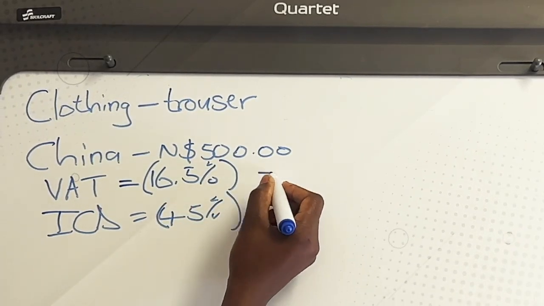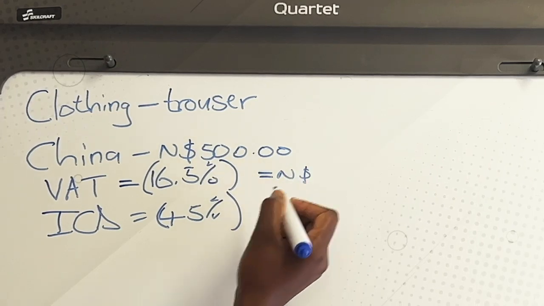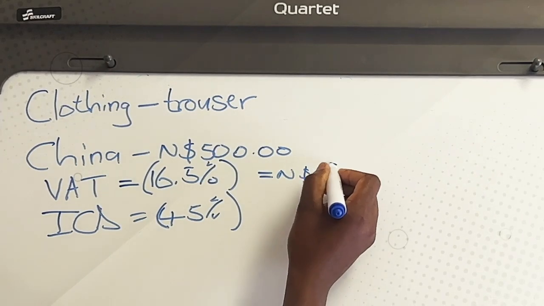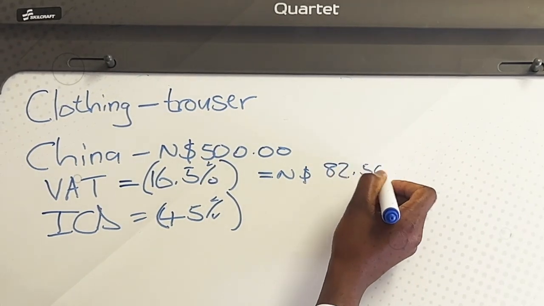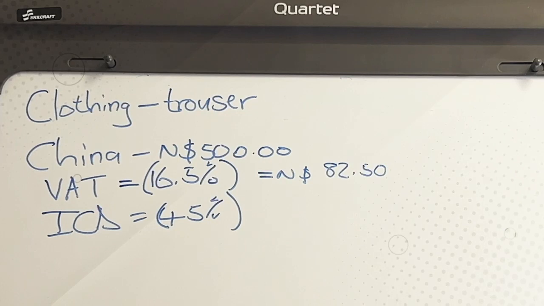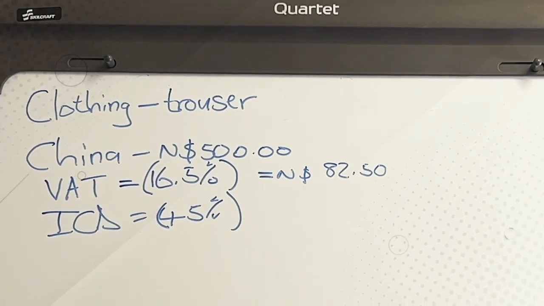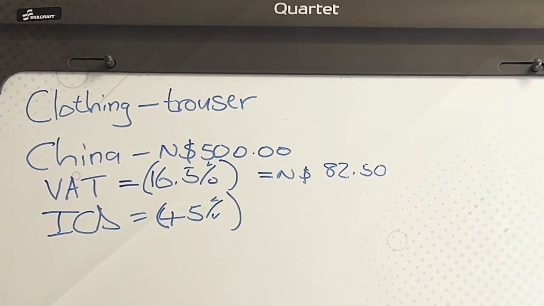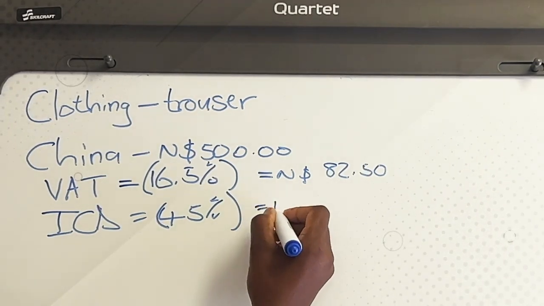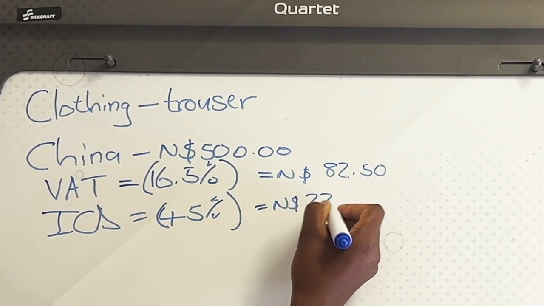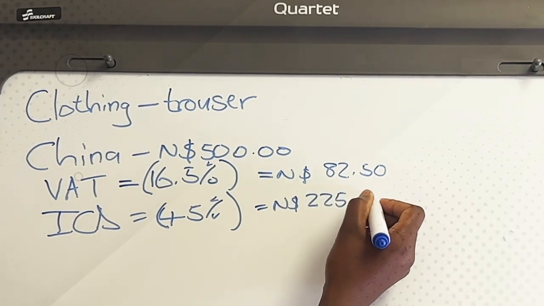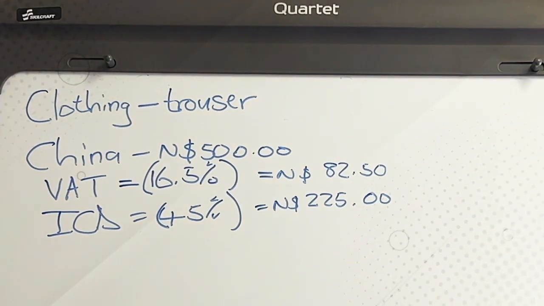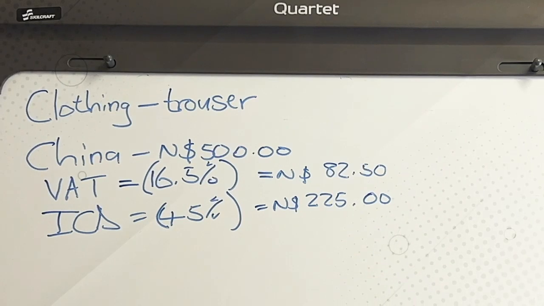Now, what is 16.5% of the 500? It will be $82.50. That will be the import tax for the trouser arriving from China. On top of that, the customs duty, which is 45%, will be $225.00. So that will be the customs duty for the trouser arriving from China. That is on 500 Namibian dollars.